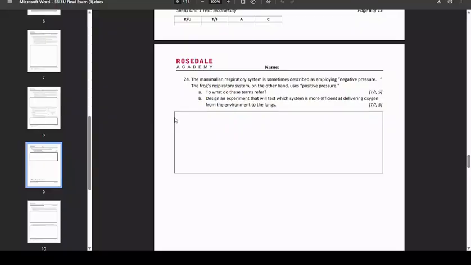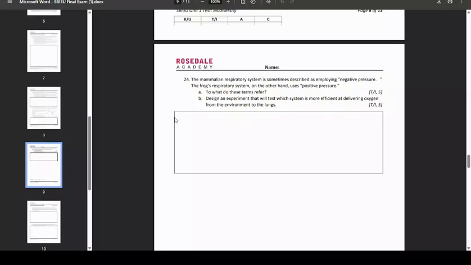The mammalian respiratory system is sometimes described as employing negative pressure. The frog, on the other hand, uses positive pressure. So, what do these terms refer to? Design an experiment that would test which system is more efficient at delivering oxygen from the environment to the lungs.